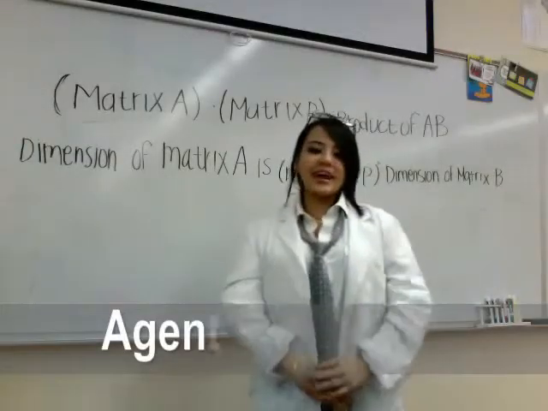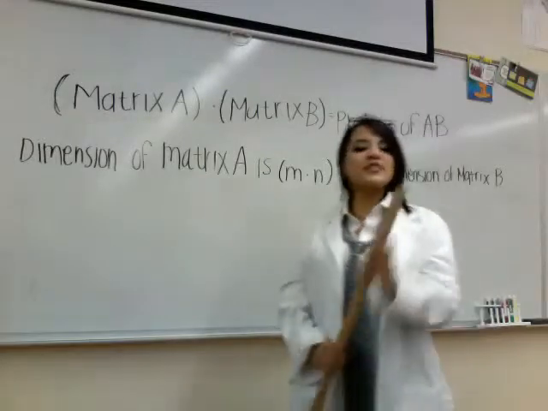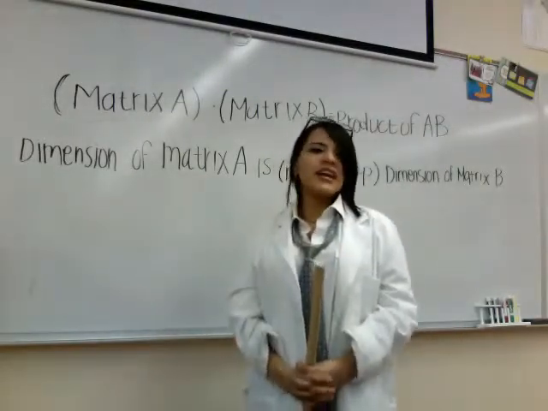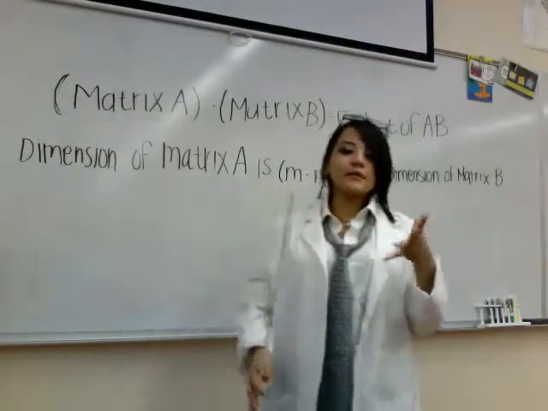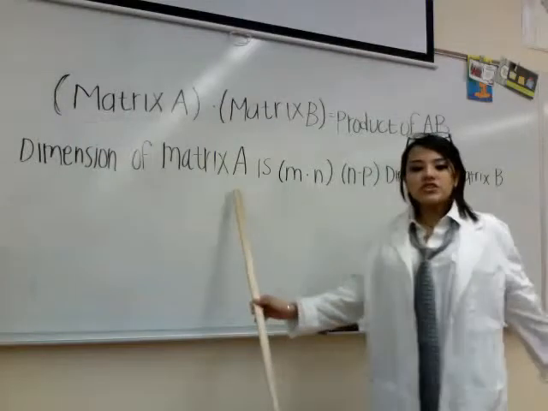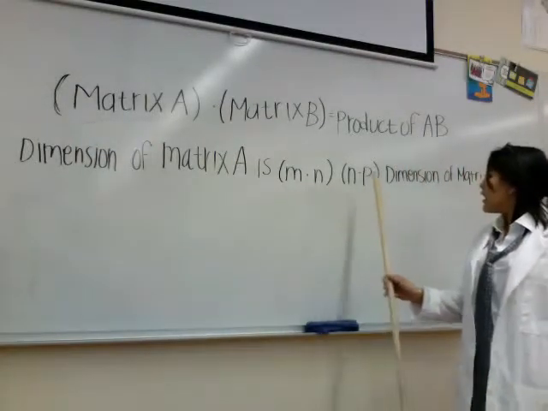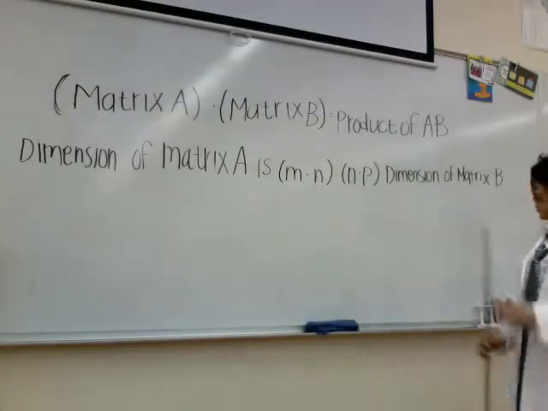Hello class, I'm Mel, and today we'll be going over how to multiply matrices together. Now the first thing you need to know before multiplying these matrices together is whether or not they will work together. What I'm talking about is basically if matrix A is m by n, then the dimension of matrix B is n by p.